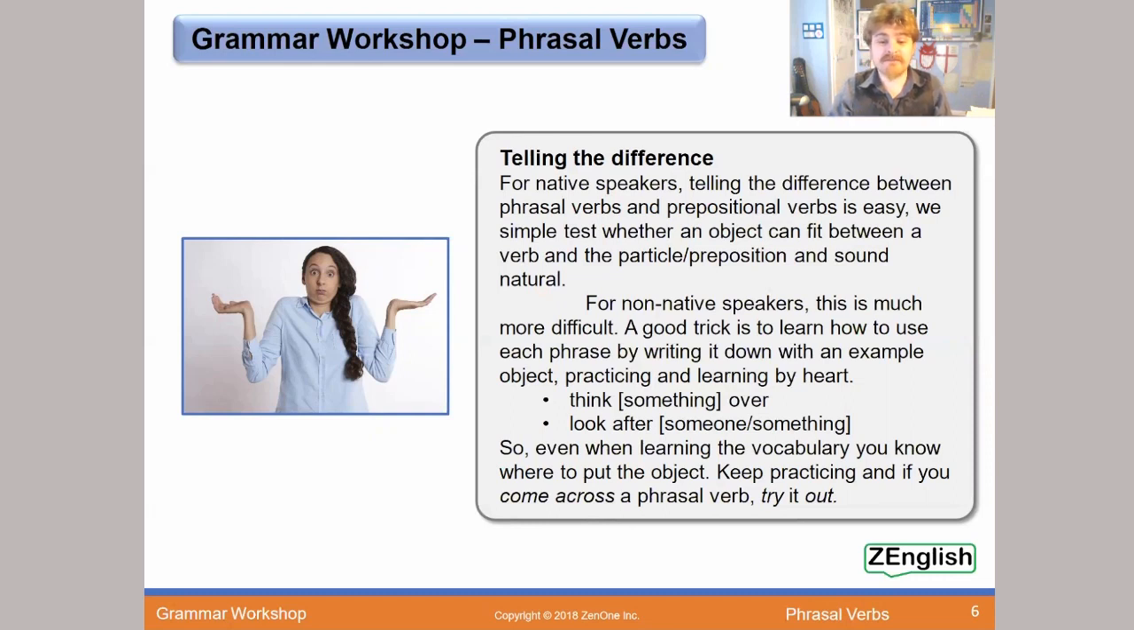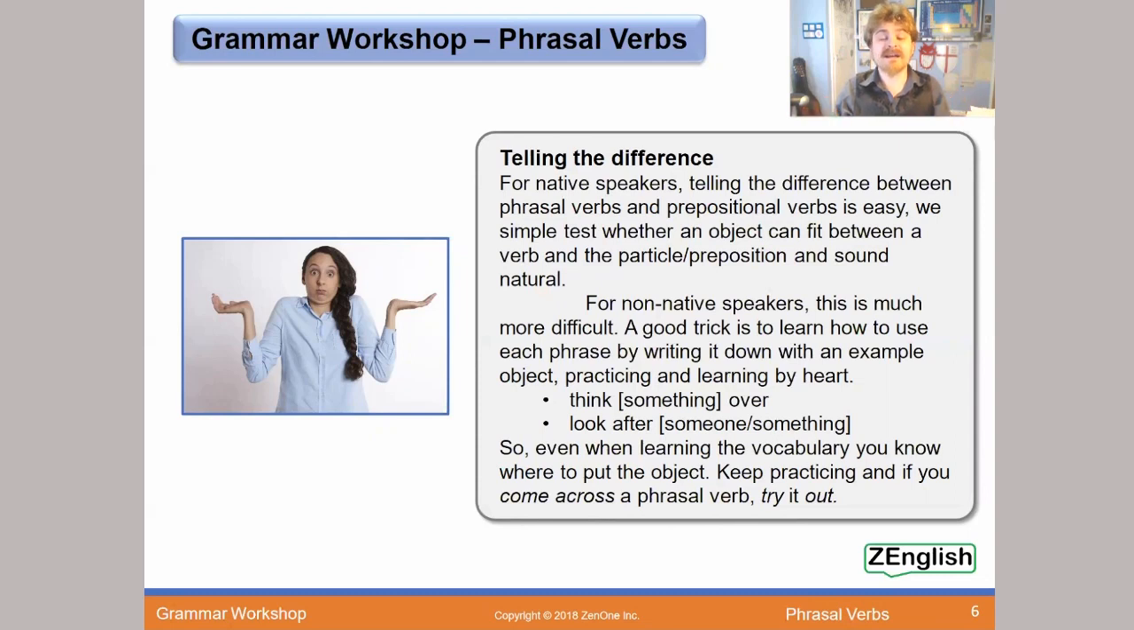So for example, if it's a phrasal verb, you can write think something over. So you can say think it over, think the idea over. And remember that if you put it in the middle, you can either put it afterwards or in the middle, but you must put the pronoun in the middle. Or if it's a prepositional verb, always write it at the end. Look after something or look after someone. So when you learn the vocabulary, you learn where to put the object.